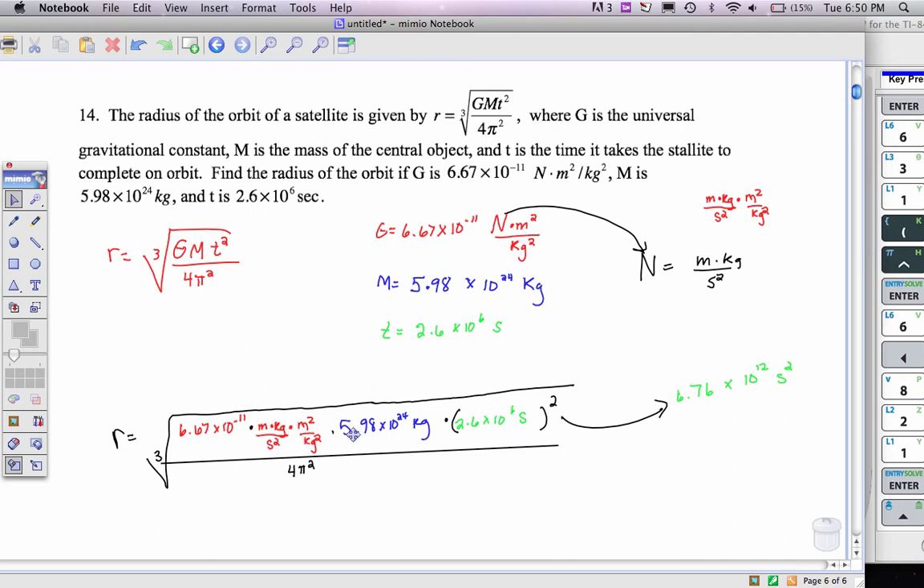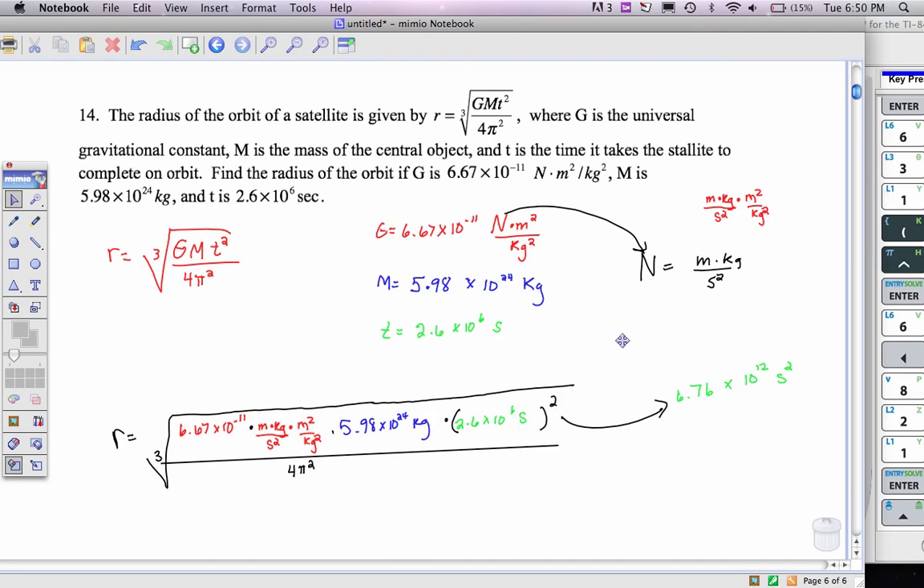The mass, M, is 5.98 times 10 to the 24th kilograms. And inside parentheses, so I square it, is the time, 2.6 times 10 to the 6th seconds. And when you multiply that out, it's 2.6 squared, which is 6.76 times 10 to the 12th.